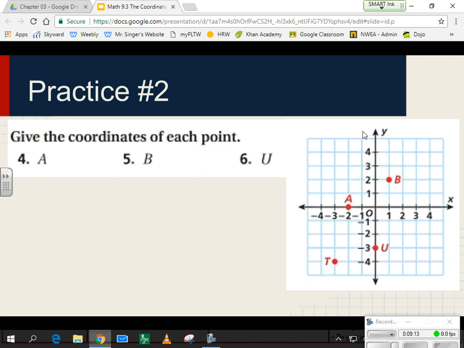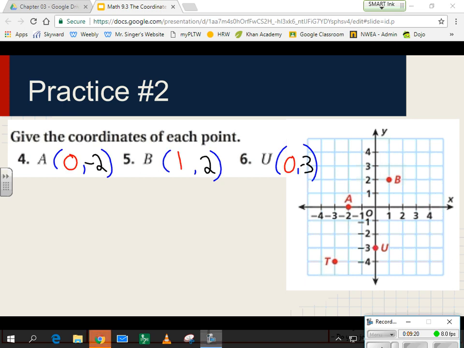And here's your practice. You're going to have to find the coordinates for A, B, and U. Come back when you're done. So I'll use different colors to try to represent what we got here. For A, hopefully you found 0, negative 2. For B, 1, 2. And for U, you got 0, comma, negative 3. All right, let's move on.